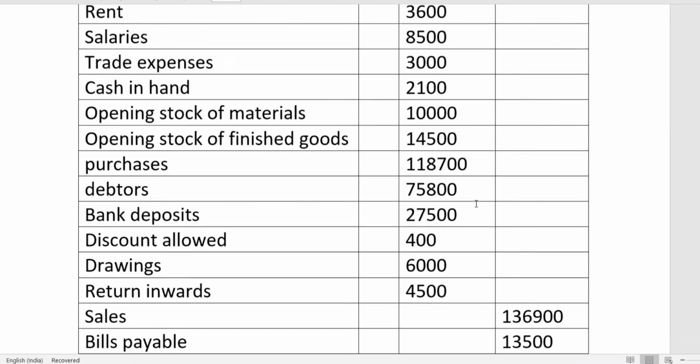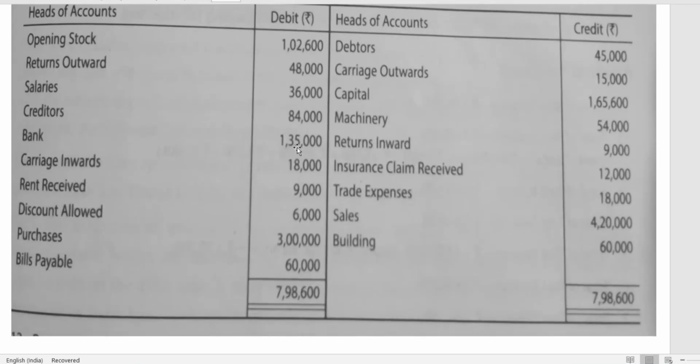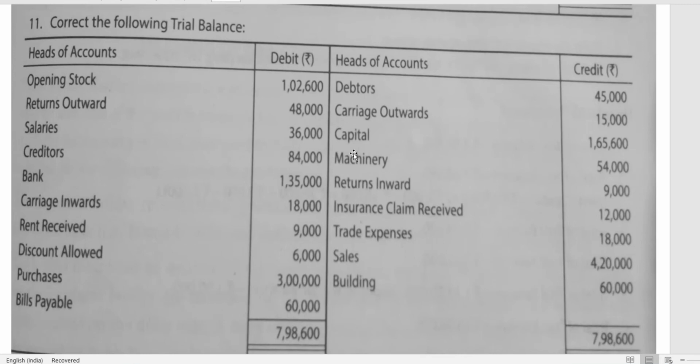Next, correcting the following trial balance. Yes, next sum. Opening stock, debit column, asset. Return outward means purchase return, credit column. Salaries, expense, debit column. Creditor is a liability, credit column. Bank, asset, debit column. Carriage inward is an expense, debit column. Rent received is an income, credit column. Discount allowed, expense, debit column. Purchases is an expense, debit column. Bills payable is a liability, credit column. Debtors, asset, debit column. Carriage outward is an expense, debit column.